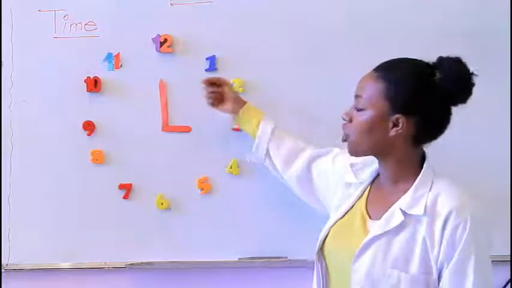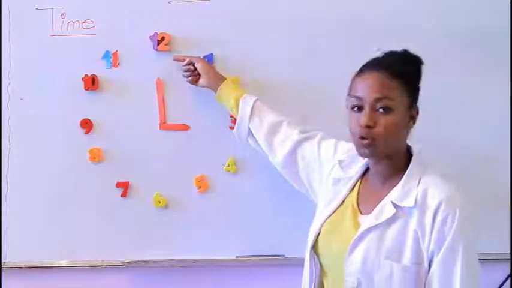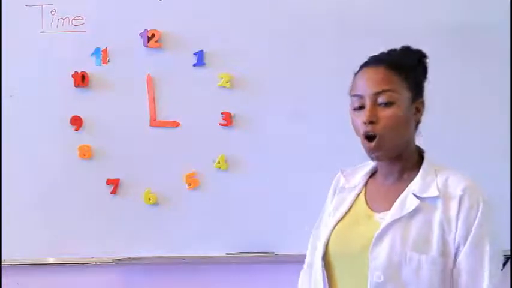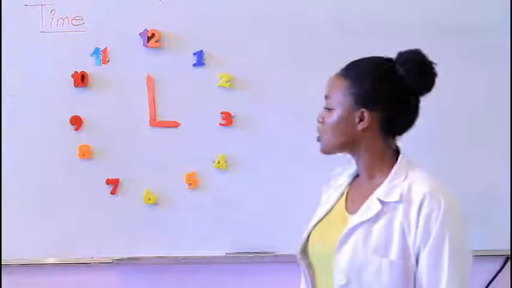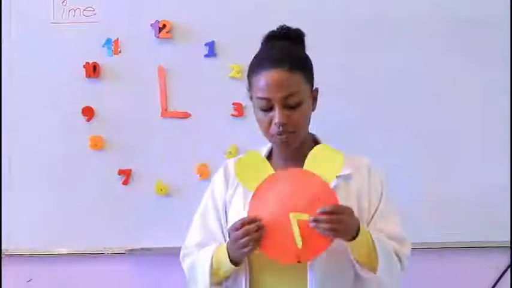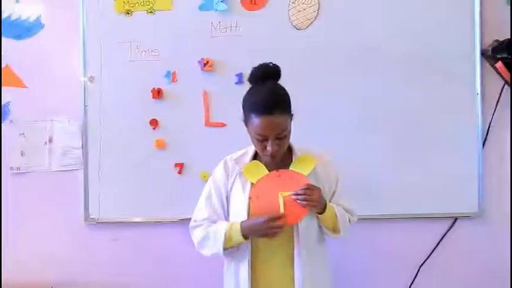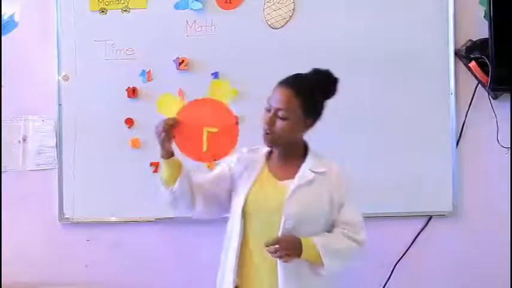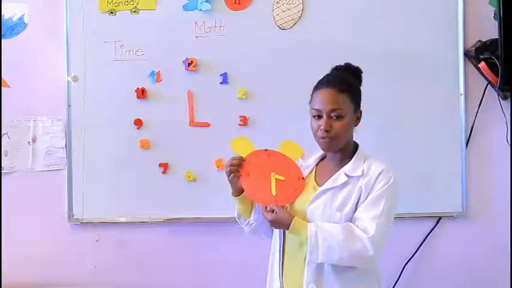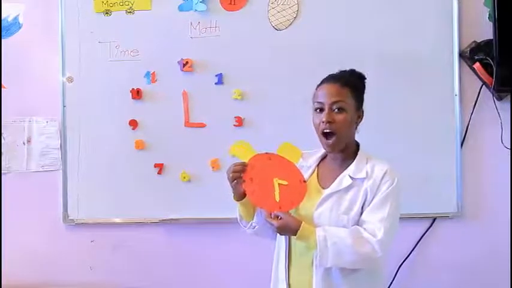When you see the long hand on 12, we say o'clock. What do we say? O'clock. And when you see the long hand on 6, we say half past. We say what? Half past.